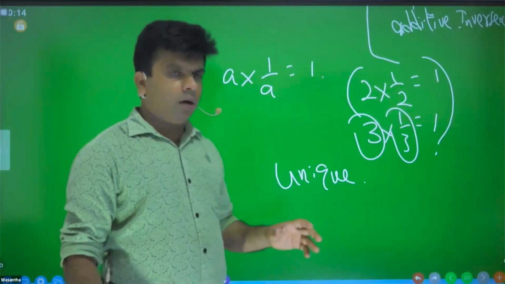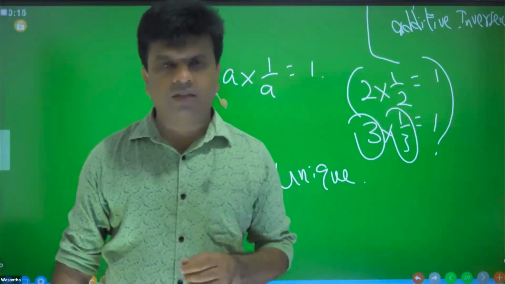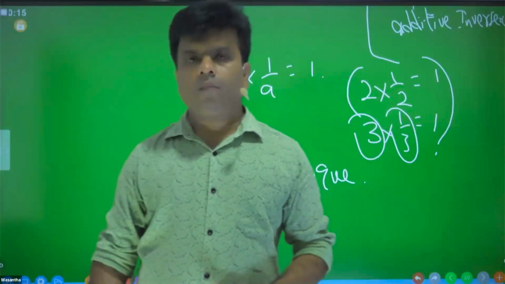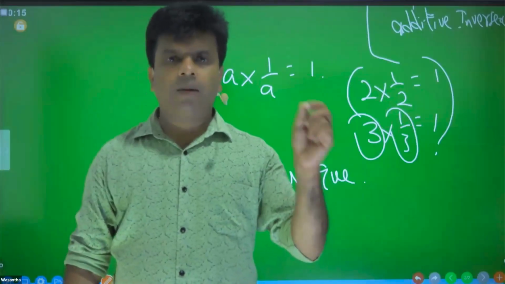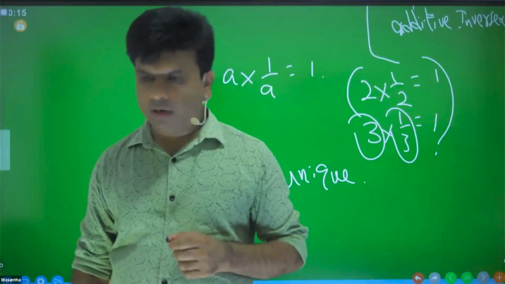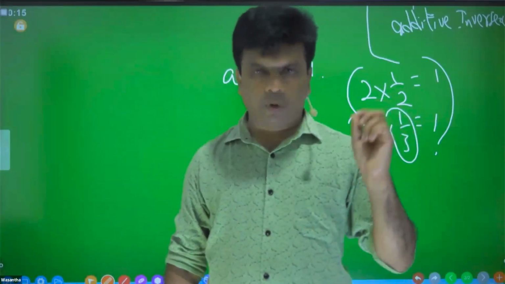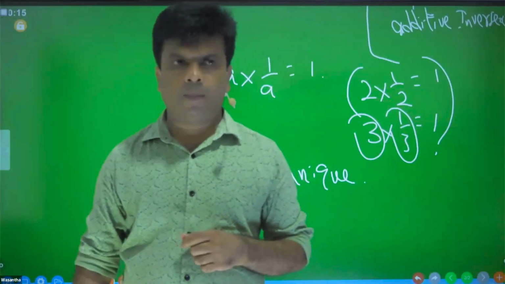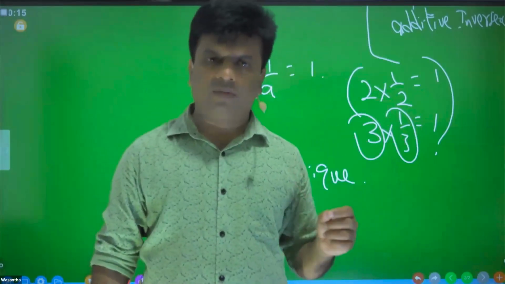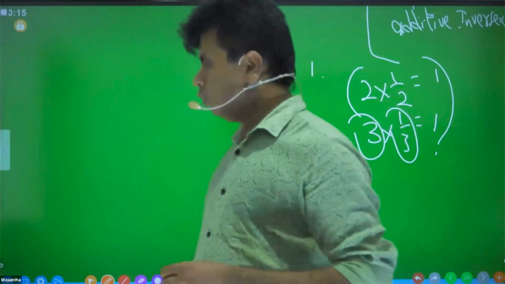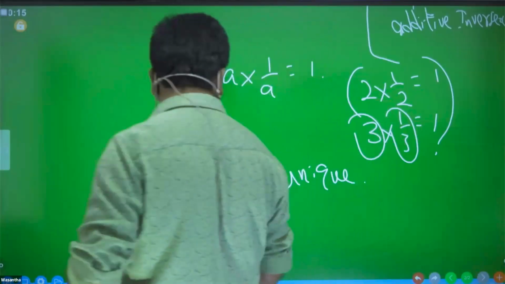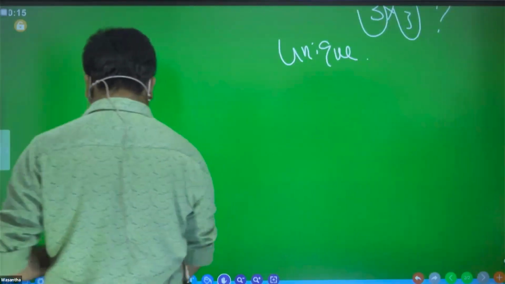Okay, then second property, write down. Second property. Sum and product satisfies, right? Sum and product satisfies commutative law, right? Sum and product satisfies commutative law, right?